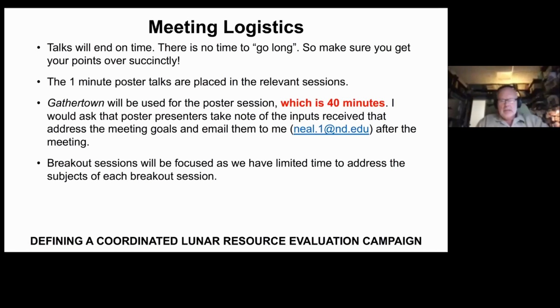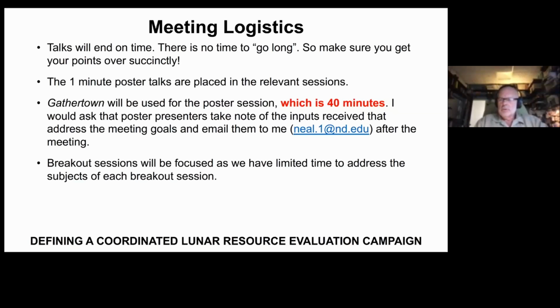So the meeting logistics. As you can see from the program, we were pleasantly surprised by the number of abstracts that we got. We've tried to accommodate as many as we could. So we have limited time, so make your points succinctly and early. There is no time to go long, and we will be keeping time, as you can see by the countdown clock. As soon as your time is over, we will go to the next talk, whether you're done or not. So make sure that you are done.